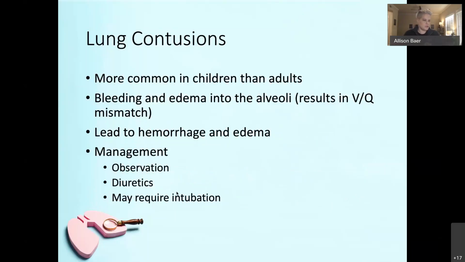So lung contusions, I thought I had rib fractures on here, but this is more common in children than adults, again, because as they're hit, the chest wall kind of gives in and can allow for some lung contusion. It's bleeding and edema into the alveoli. So that's going to make a VQ mismatch because that bleeding and edema is taking up space in the alveoli that air can't get to. If it's bad enough, it can lead to hemorrhage or an edema inflammatory reaction. So you're just going to observe them, give them diuretics as needed and watch them in case they need intubation.